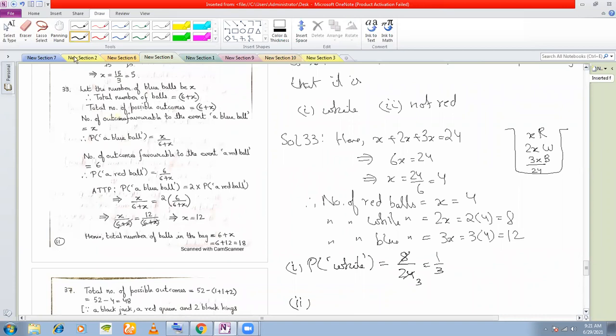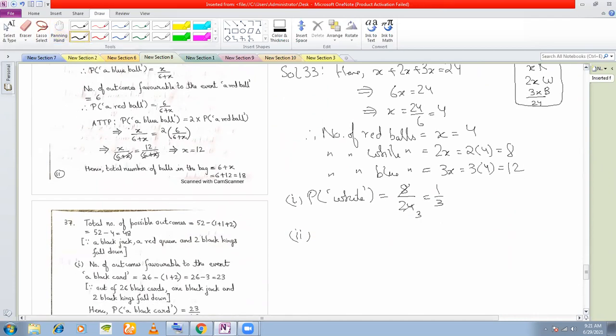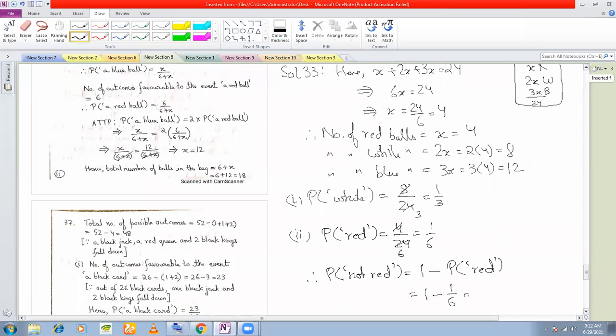Next question is not a red ball. Now, not a red ball you can do by complementary events. First find the probability of a red ball. How many red balls are there? There are 4 red balls. So 4 by 24, which is 1/6. Therefore, the probability of getting a not red ball is equal to 1 minus the probability of getting a red ball. 1 minus 1/6, which is 5/6. Right? That answers both your questions.